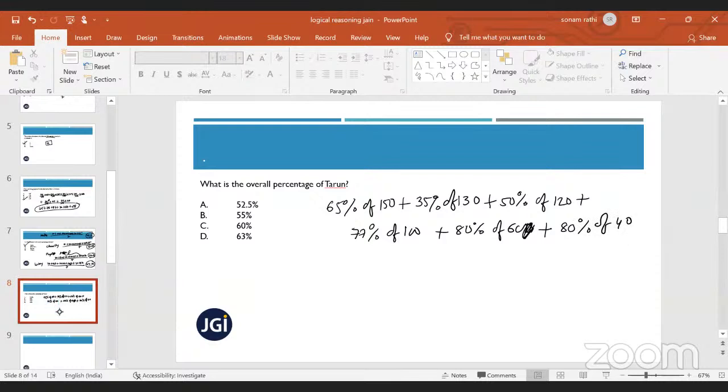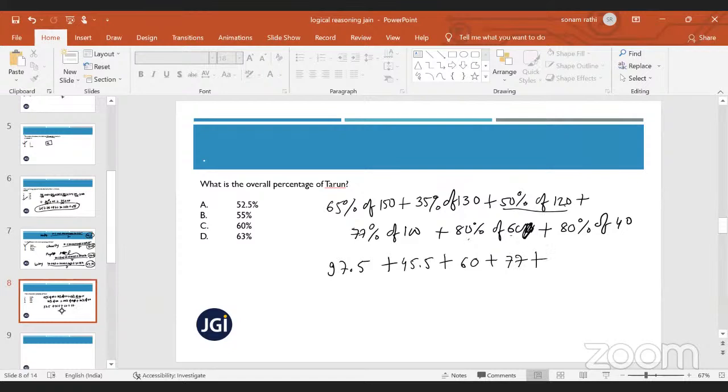Okay, we will add this first. So 65% of 150 will be how much? 97.5 plus 35% of 130, 45.5 plus 50% of 120, which means half of 120, 60, plus 77. 77% of 100 is 77.